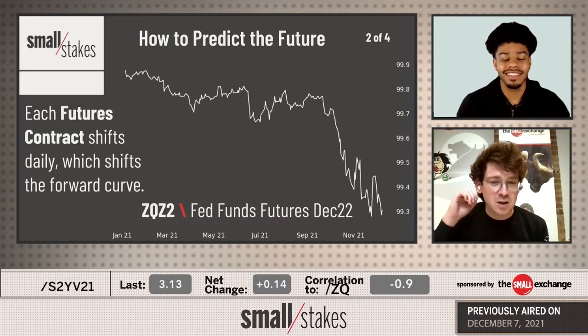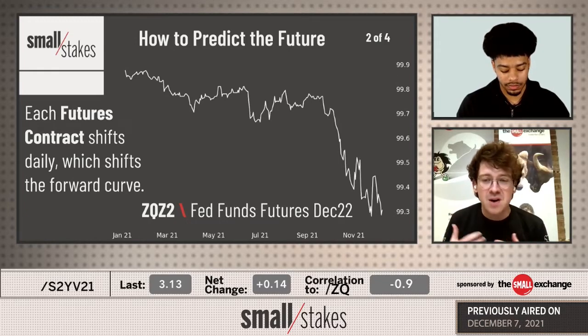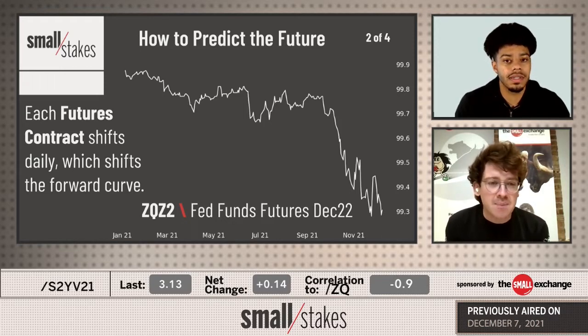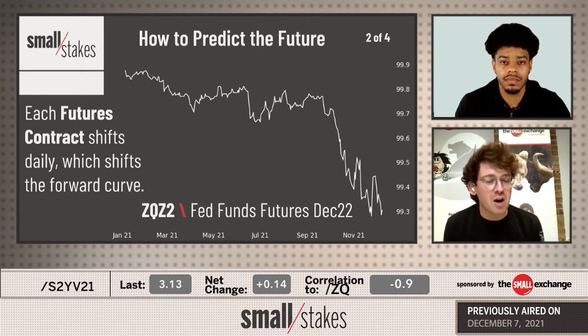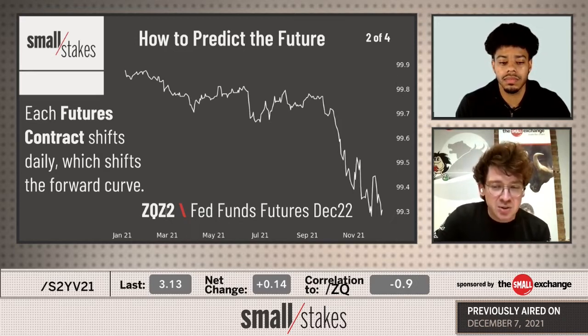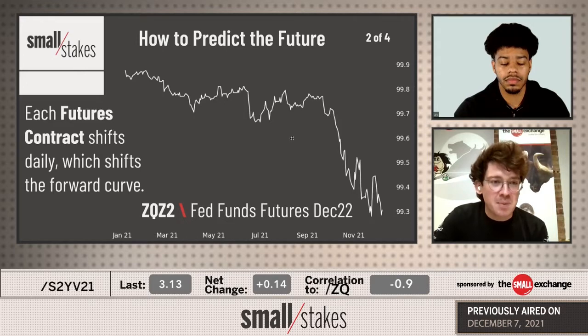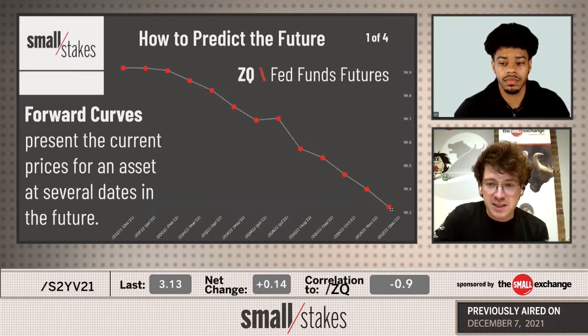Before getting into what Fed funds is technically and how we can predict the future of interest rates using it, I do want to really nail this home: each futures contract shifts daily, and that is going to shift the curve. What we have in front of you now is something you're probably more comfortable with, a chart of one price over time. But keep in mind, this is ZQZ2, so this is December of next year, a year from now. This thing moving up and down translates to this dot right here moving up or down.